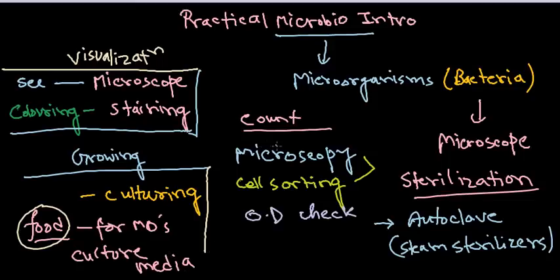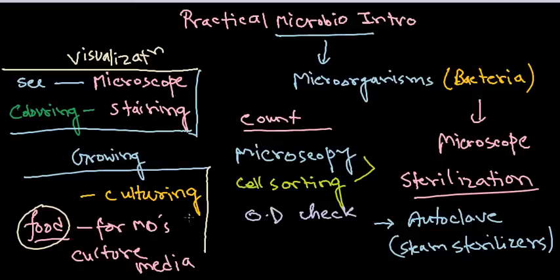And for counting them also you require a microscope, and for OD checking you require different colorimeters. So many machines are required for this process. If you are a microbiologist, you start doing your lab, your practical, your lab work, you start to see many different basic machines that should be there.